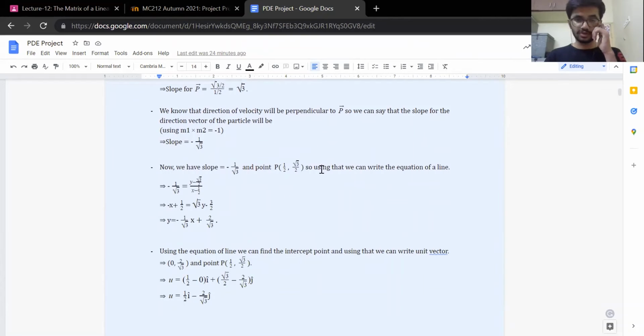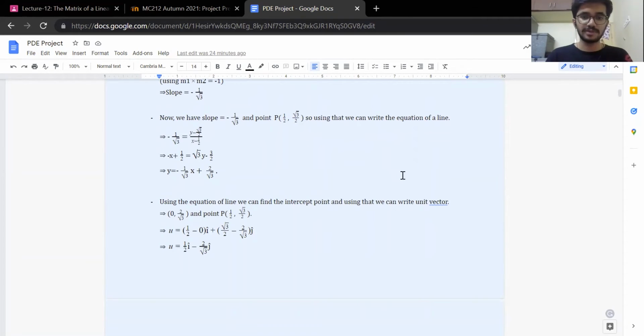And we also know that using one point and the slope, we can derive the equation of a line. So here I derived the equation of the line, and using this equation we can also find the intercepts. I found the intercept on the y-axis, and I also got 2 points. The main motive is to find the unit vector in the direction of movement.